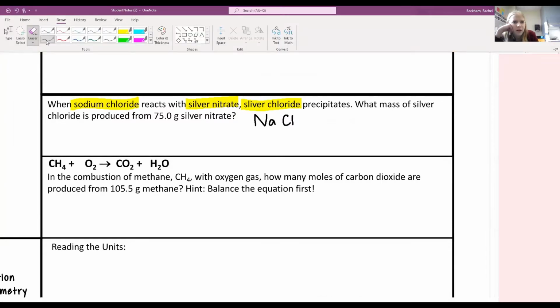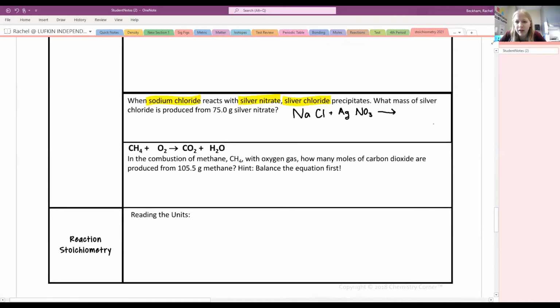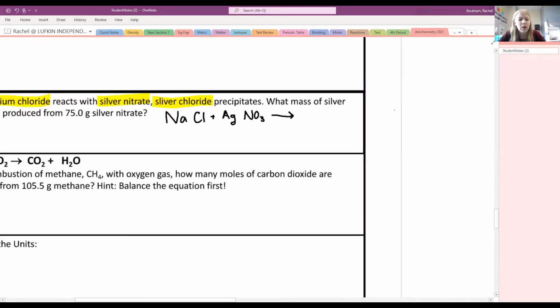All right, and then reacts with silver nitrate. Silver always has a +1 charge. Nitrate is NO3 with a -1 charge. So those also are going to cancel out. And they react. So what type of reaction is this? We have 2 compounds. So this is going to be a double replacement reaction. They're going to swap partners. So our final product would be AgCl. And it said that silver chloride precipitates.